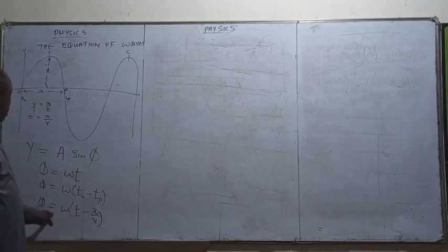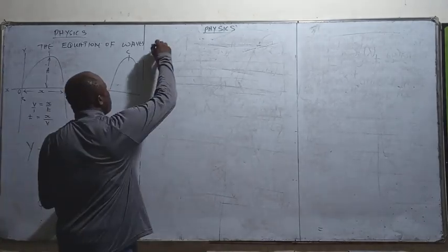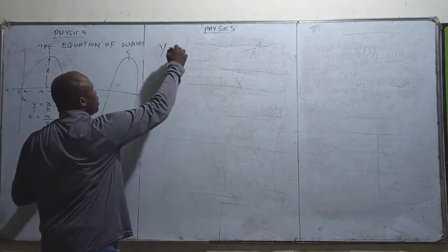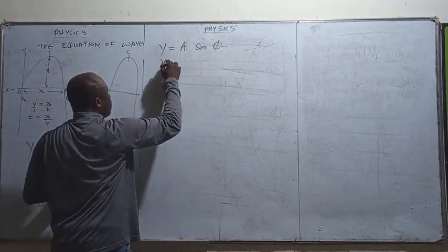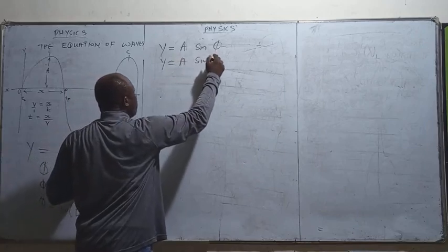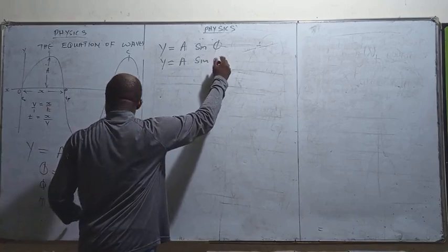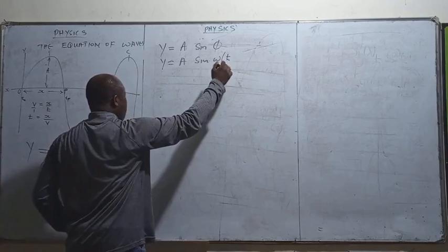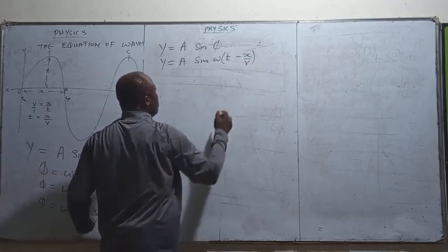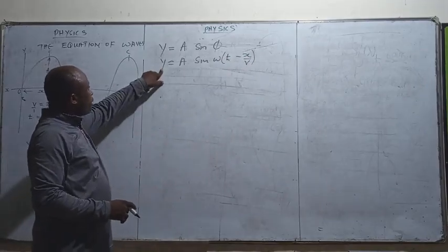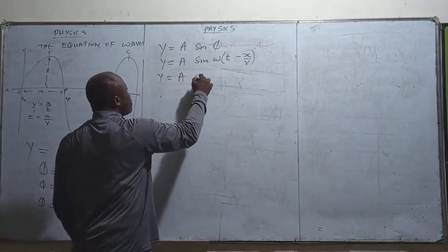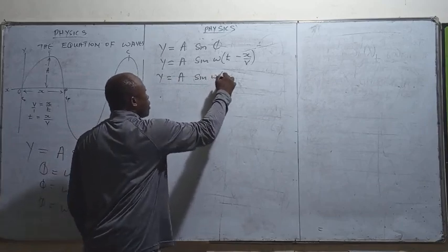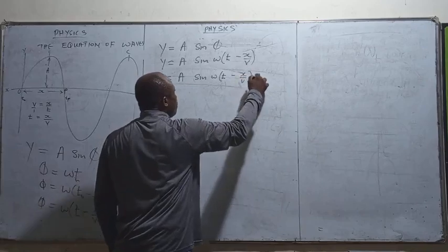So replacing this psi equal to omega bracket t minus x over v, we can then have that our y is equal to A sine psi. In place of psi, we can then write that y equals A sine omega bracket t minus x all over v. Now, this is an expression, this is the general wave equation. However, we can then write that y is equal to A sine omega bracket t minus x all over v plus alpha.